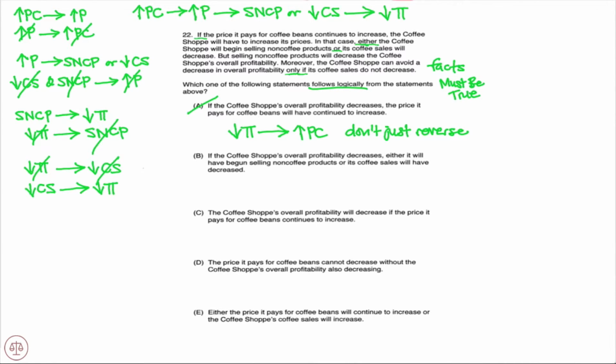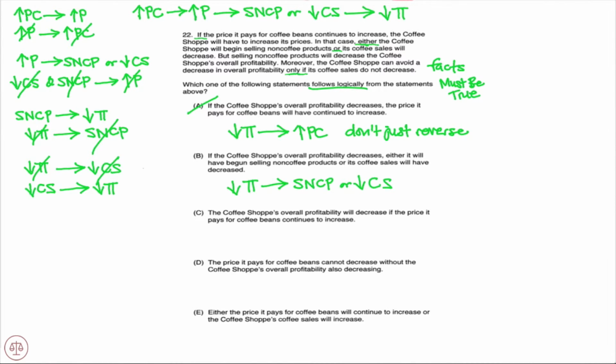Clearly, that is flawed logic, so A does not follow logically from the statements in the passage. Which brings me to B. If the coffee shop's overall profitability decreases, either it will have begun selling non-coffee products or its coffee sales will have decreased. You notice that "if" again introduces sufficient, so B is saying if we see a drop in profitability, then it's either the case that we have begun selling non-coffee products or that coffee sales have decreased.